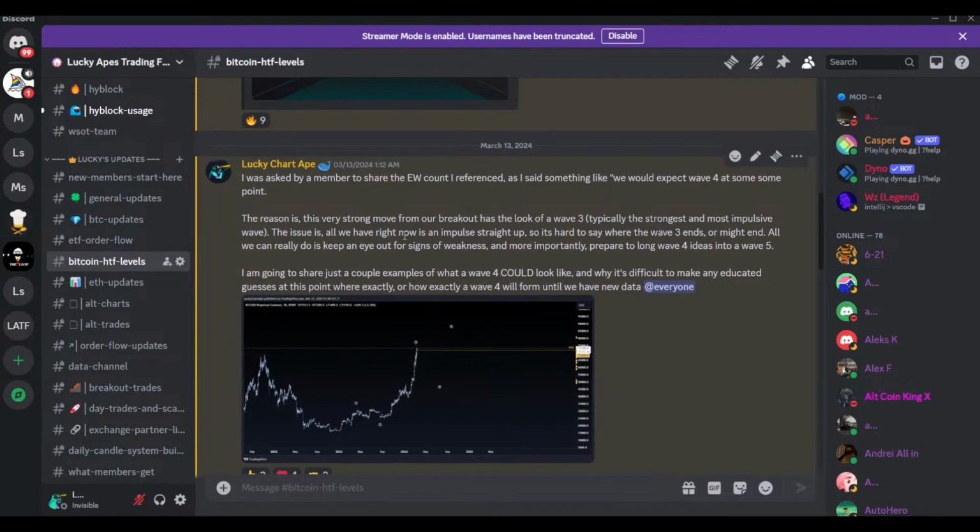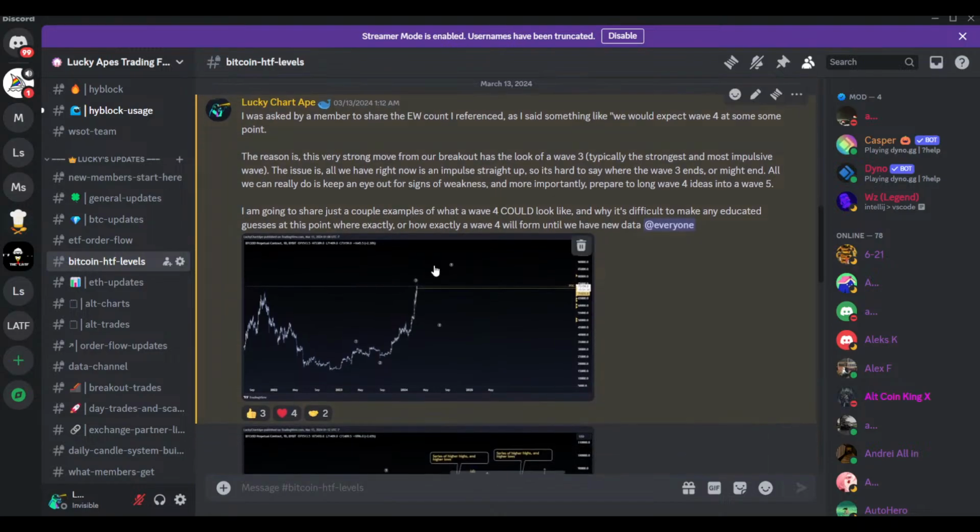And I said, I was asked by a member to share the Elliott wave count I referenced, as I said something like we would expect a wave 4 at some point. The reason is this very strong move from our breakout has the look of a wave 3, typically the strongest and most impulsive wave. The issue is all we have right now is an impulse straight up, so it's hard to say where the wave 3 ends or might end. All we can really do is keep an eye out for signs of weakness, and more importantly, prepare to long wave 4 ideas into a wave 5.